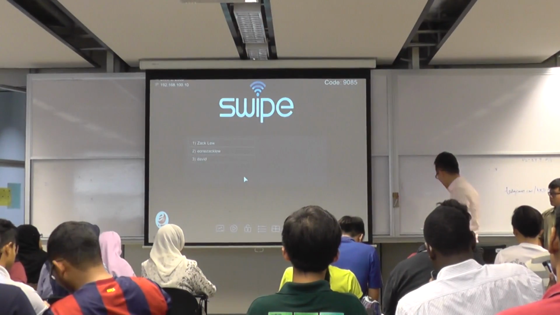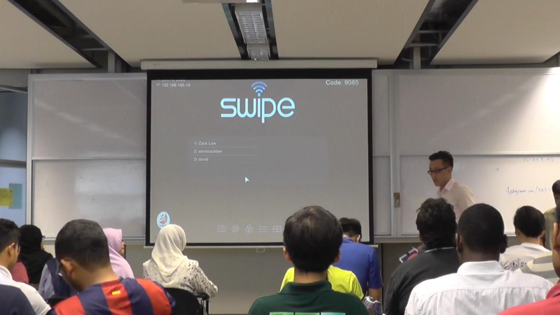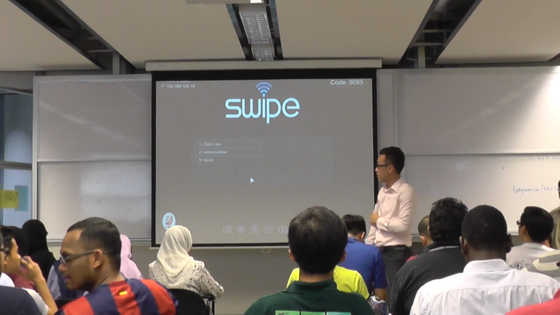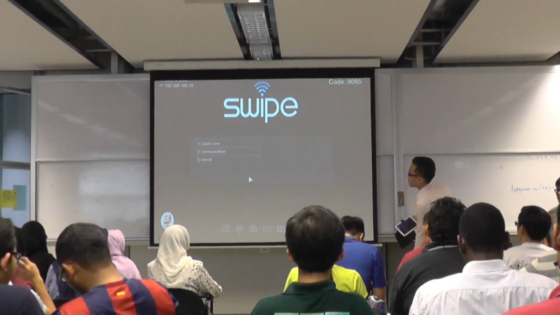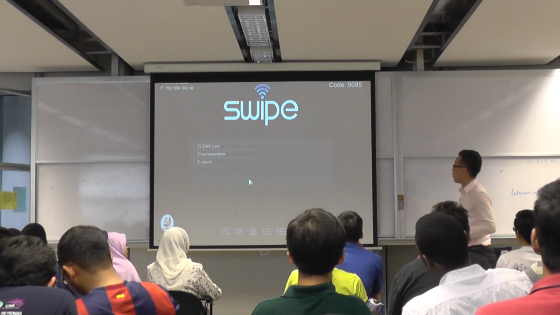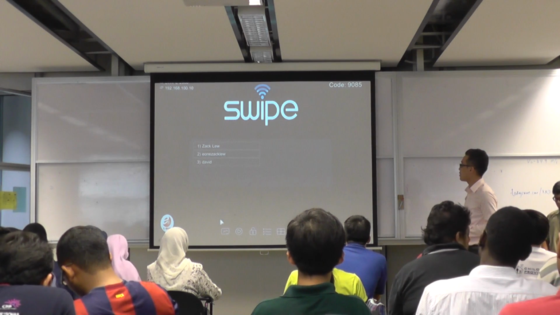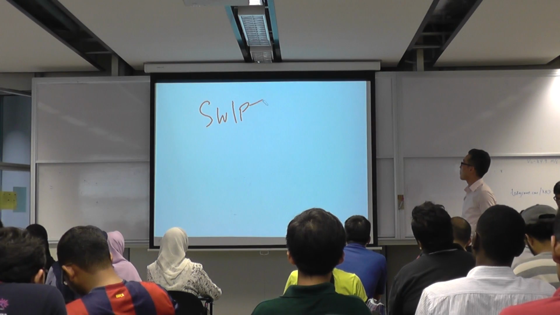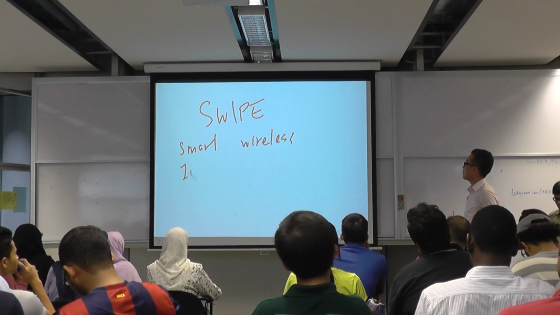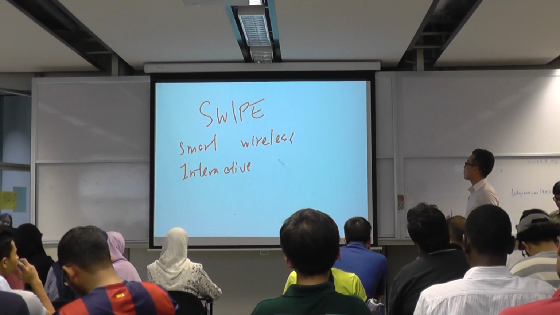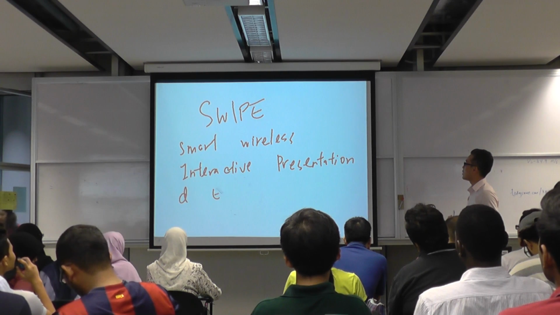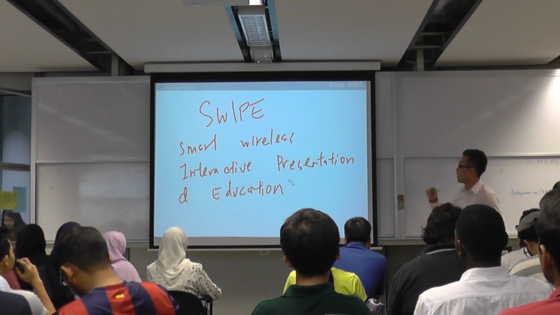Today we are here to share one of the technologies that is available to you for teaching and learning. This is called the SWAT system. It's actually the short form for Smart, Wireless, Interactive, and Education system. It's quite a long name, so we make it short.